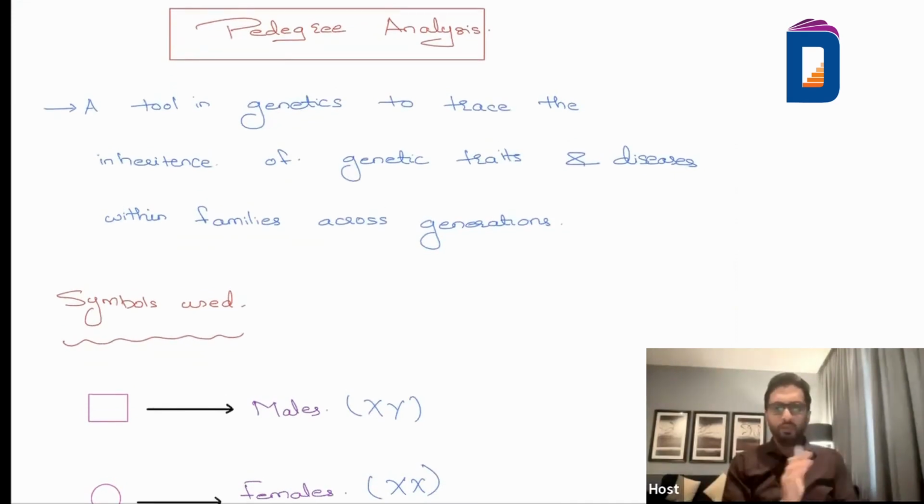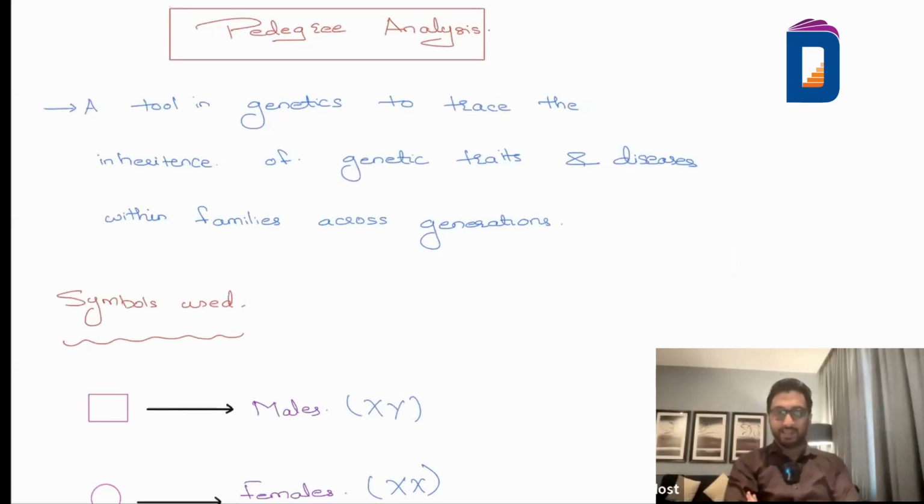Let's start. So how many of you feel that pedigree analysis is difficult to understand? And how many of you know what pedigree analysis is? Or is there anyone who doesn't know what pedigree analysis is? You can raise your hands. Okay, it's just a discussion. If you don't know, it's fine for me. It doesn't matter whether you know it or not, I'm going to teach you.